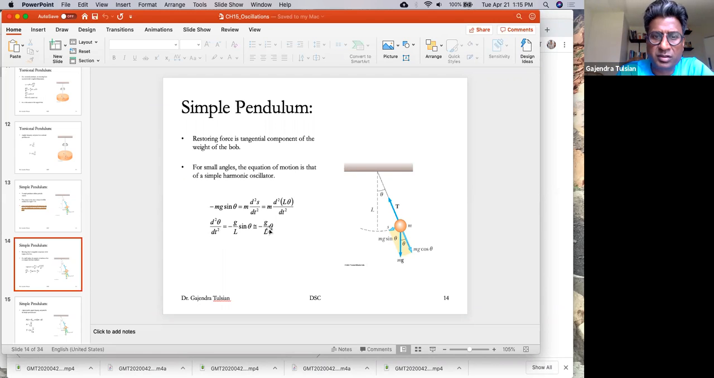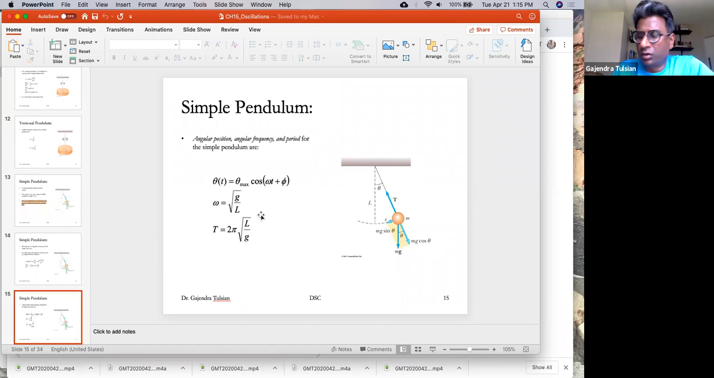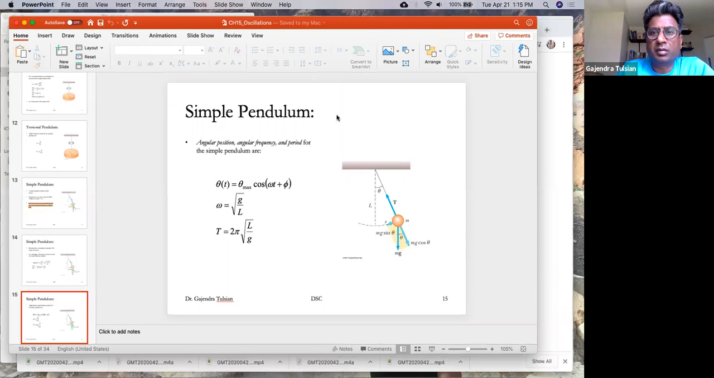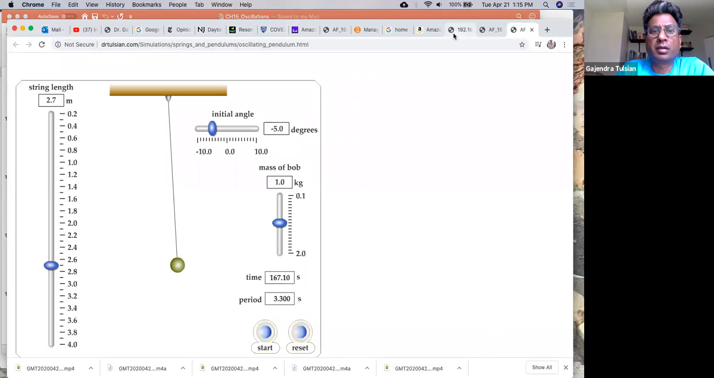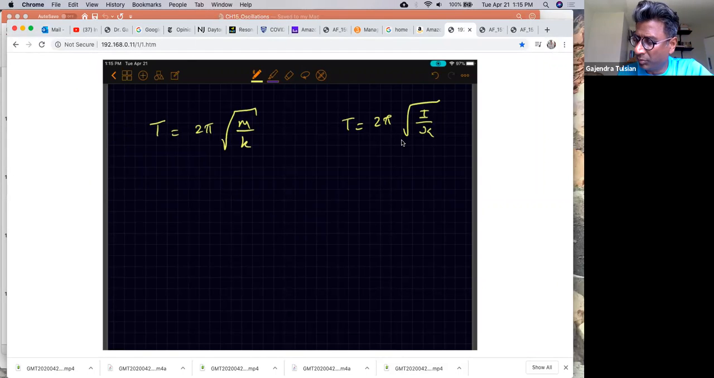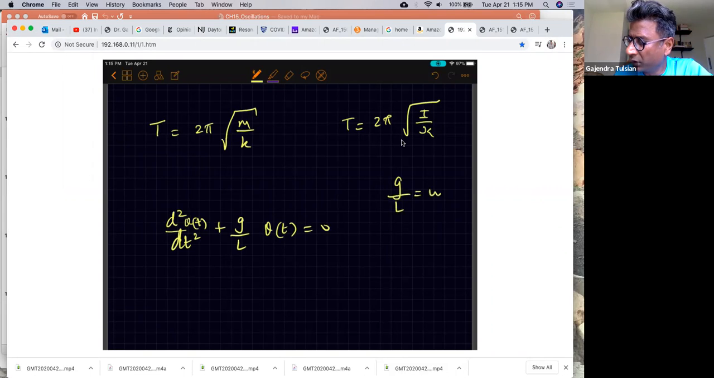So again, the same differential equation as before. d squared theta by dt squared is equal to minus g over L times theta. For the simple pendulum, d squared theta by dt squared plus g over L times theta of t equals 0. So g over L is what we'll call omega squared.